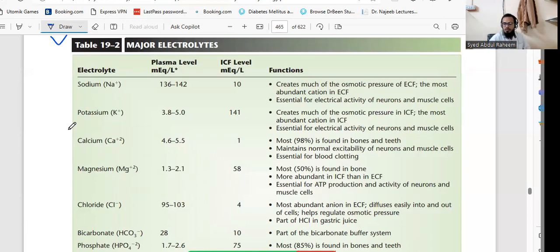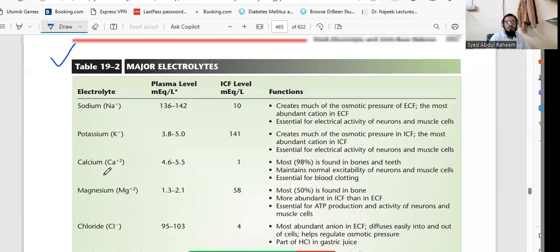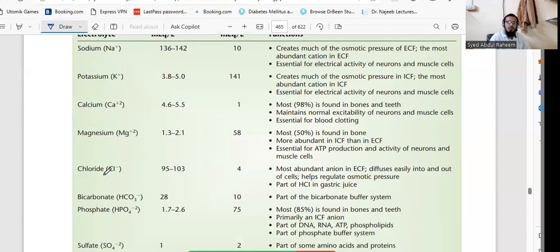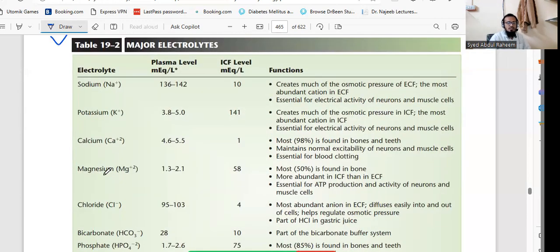Okay, so I already told you a renal function test has blood urea nitrogen, serum creatinine, sodium, potassium, and chloride levels. Other than that, you have to advise the patient to check serum calcium level and serum magnesium level. Then you will get the idea of what values are present in the body.